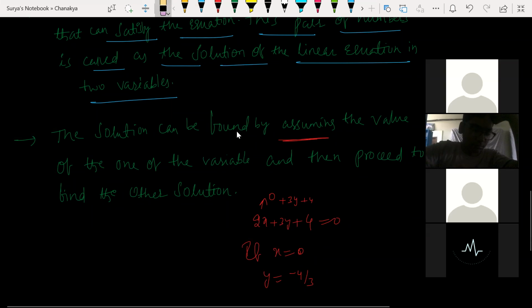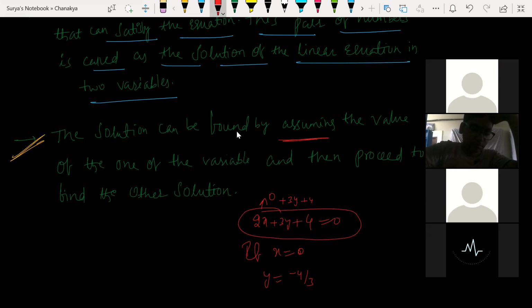What is the meaning of this sentence? The meaning is, if I have any linear equation in two variables, I can assume one value. I can assume any variable value. For suppose, let us say x is equal to 0, I'm just assuming that. You can take any value and assume that. If x is equal to 0, what is going to be my y now? Substitute here.